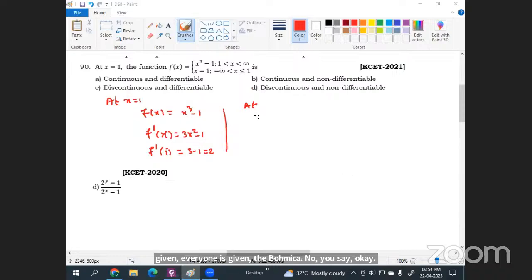Now, at the same point, we are going for what? 1 plus 1. So, f of x equal to minus 1, x minus 1, f dash of x equal to 1, f dash of 1 plus is equal to 1. We got both are finite.